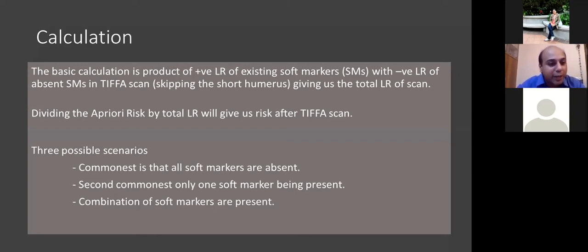So what are the possible three scenarios? The commonest of them is that all soft markers are absent. This is approximately 60 to 70% of the cases. So if we have a shortcut for this, we can very quickly evaluate the risk. The second commonest is only one soft marker being present. And the last is a combination of soft markers being present, but they are hardly 5 to 10% of cases. So let's see how we can get to the shortcuts.